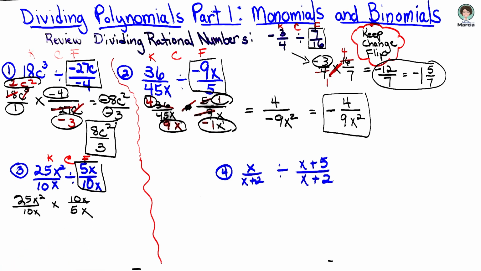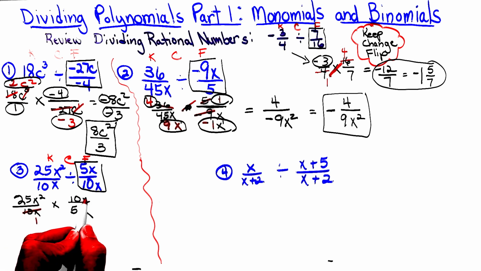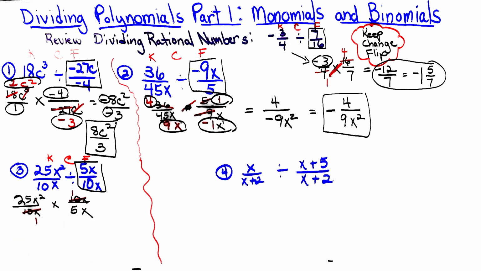Again, we're going to go ahead and simplify. And when we simplify, I'm going to start with this 10x because I know that, wow, they have 10 and they have x in common. So these just turn into 1s. It's going to make our problem a lot easier. And now I am looking at my 25x squared and my 5x. So let's deal with the numbers first.